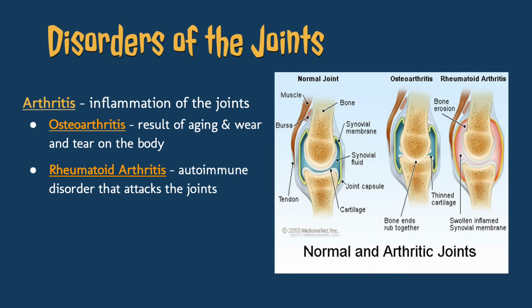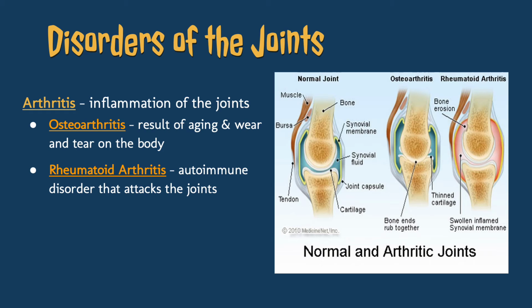So the first one is called arthritis. So arthritis, itis, I-T-I-S, means inflammation or infection. So arthritis is inflammation of our joints. So we've got two main types, and they are very different. While they both cause inflammation in our joints, they both do it a little bit differently. So the main one that you hear about if somebody says, oh, I have arthritis, they're going to be talking about rheumatoid arthritis, most likely.